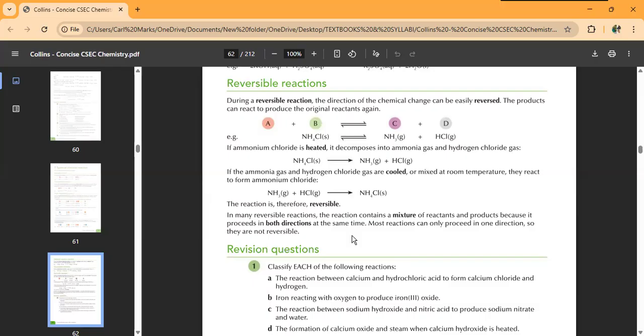So in many reversible reactions, the mixture contains both reactants and products because it proceeds in both directions. We have the forward direction, where the reactants become products, and we have the backward reaction where the products return to form reactants. Note that most reactions can only proceed in one direction and are not reversible.